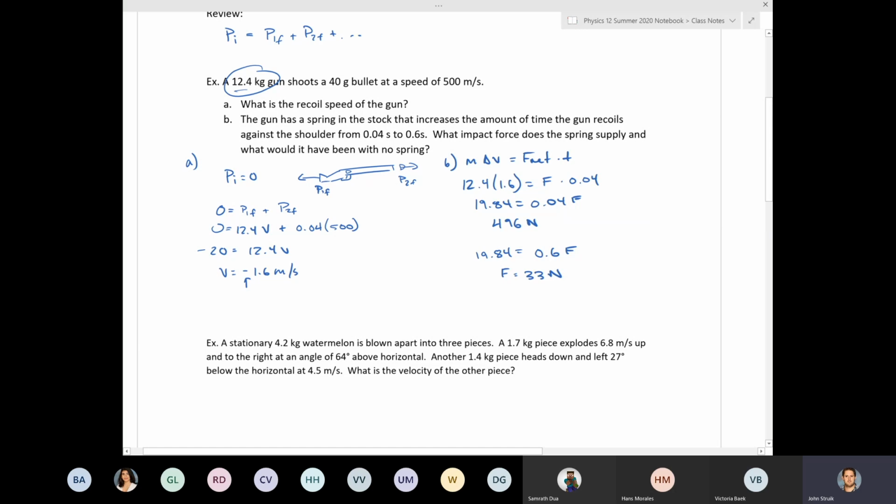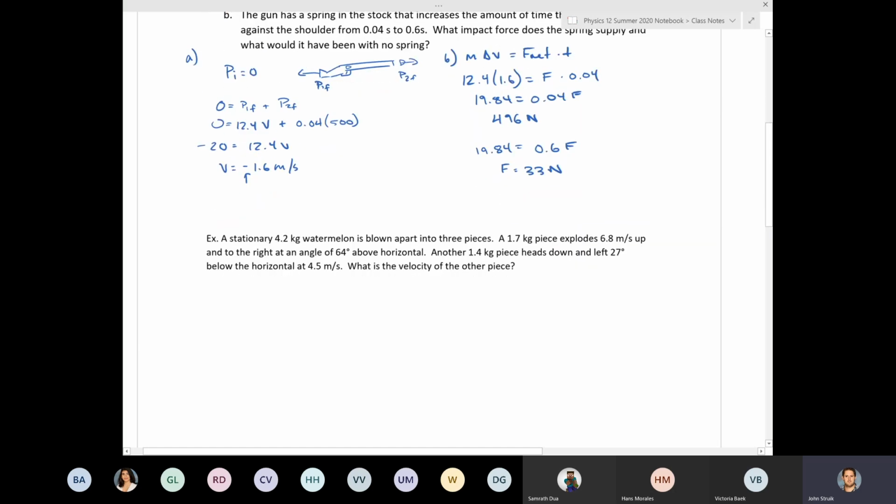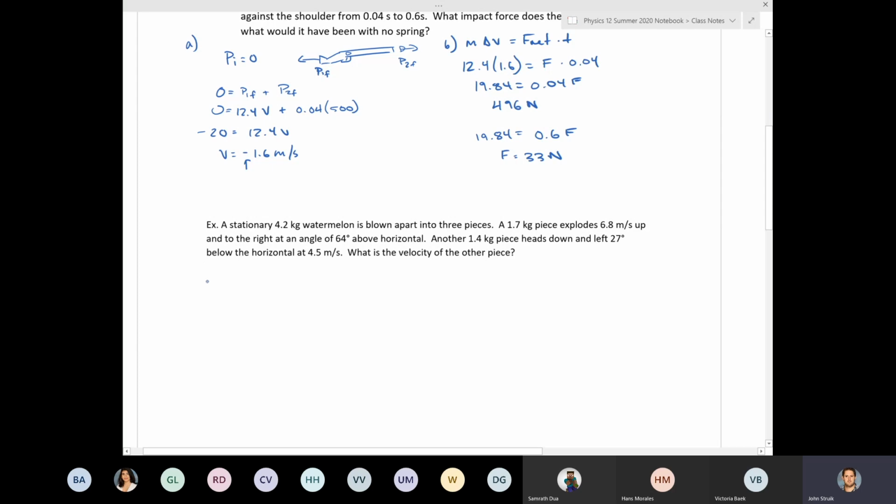This one's a little bit trickier because now we're dealing with vectors. A stationary 4.2 kilogram watermelon is blown apart into 3 pieces. So we have Pi equals P1 plus P2 plus P3. Because Pi is 0, since it's stationary, P1 plus P2 plus P3 has to equal 0. This is going to be key, because if you add all the vectors together, you're going to get 0, just like we did in equilibrium.